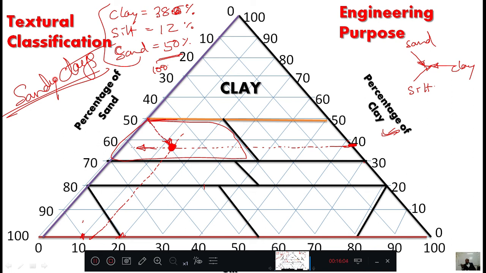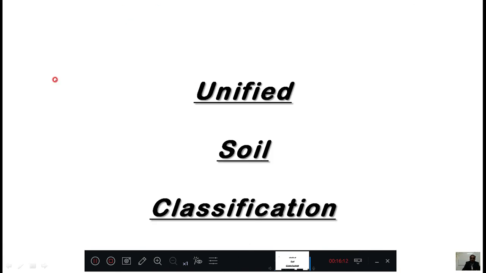Therefore we do not use this textural classification much, and we go to the unified classification system. This I will explain in the next class.